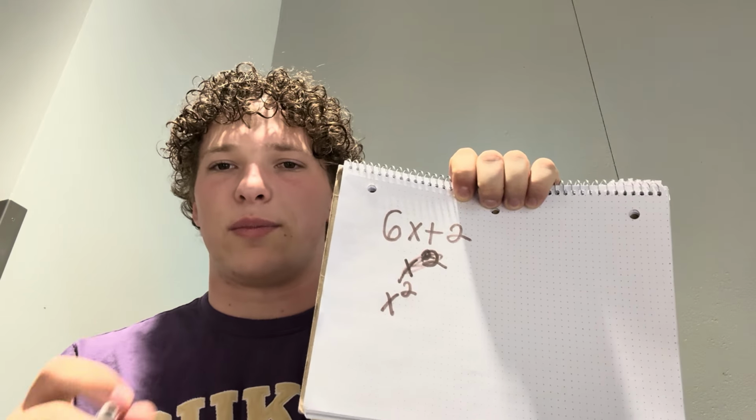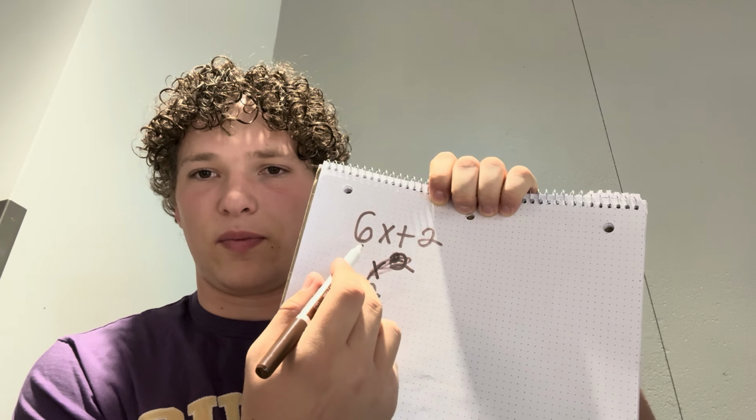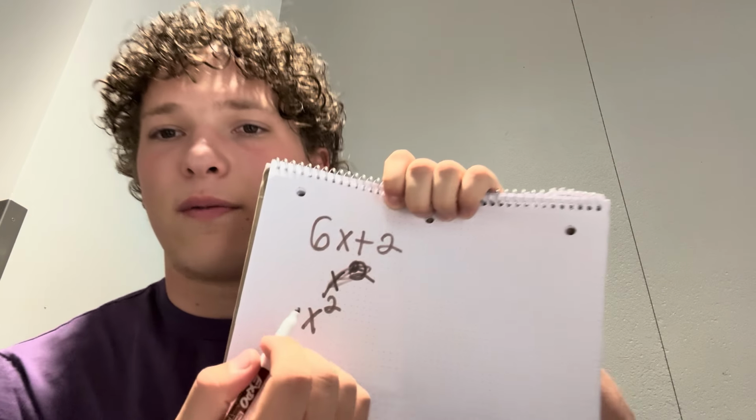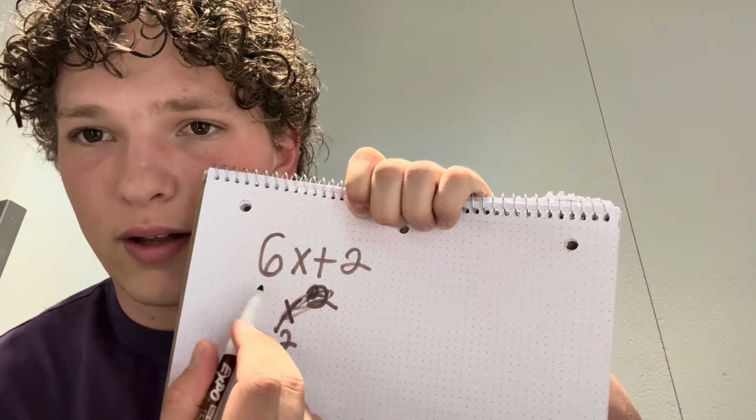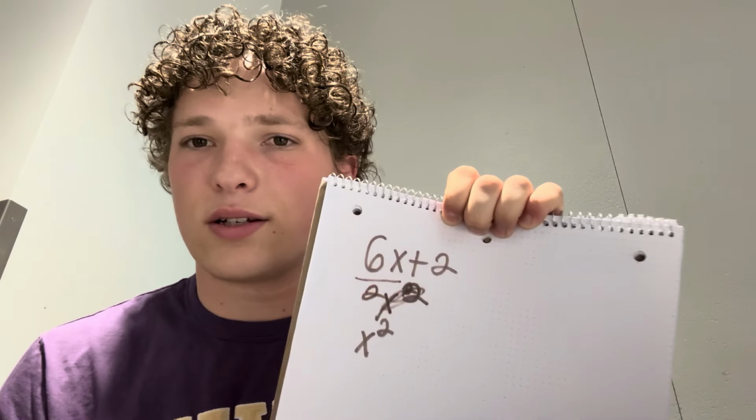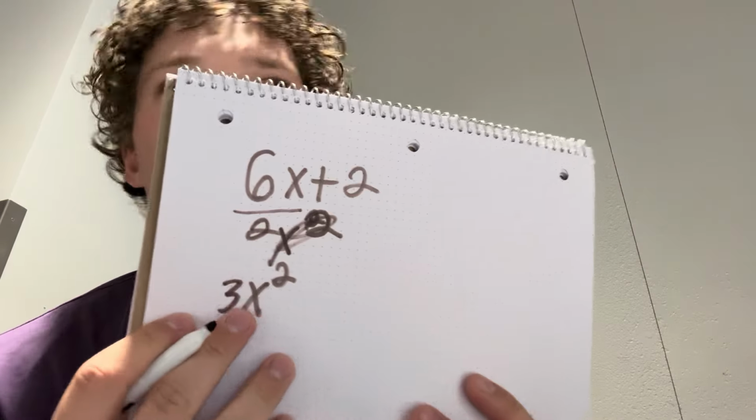Now we need to get to the divide part. There's still a 6 in front. What are we dividing by? We're dividing by the new exponent. So over 2, 6 divided by 2 is what? 3x. For our first term, we have 3x squared.